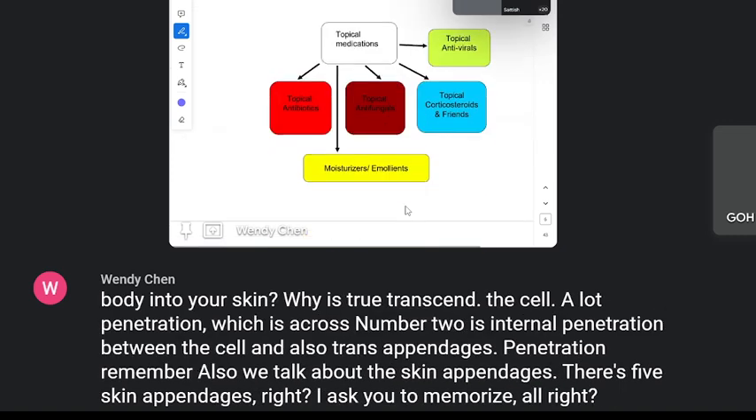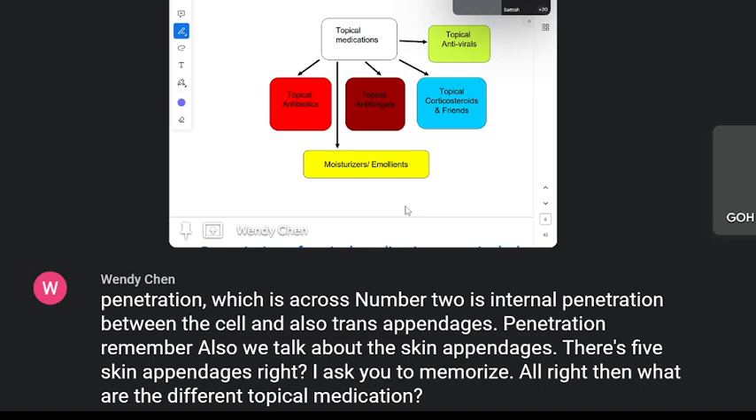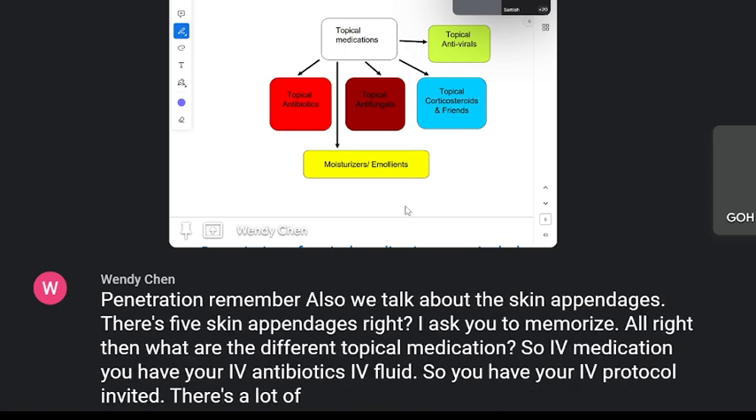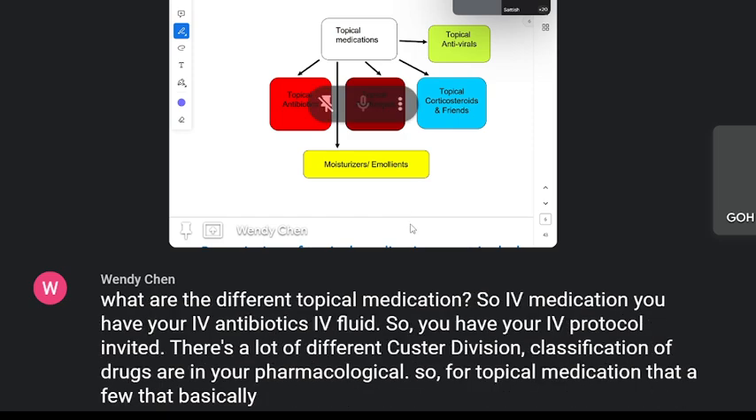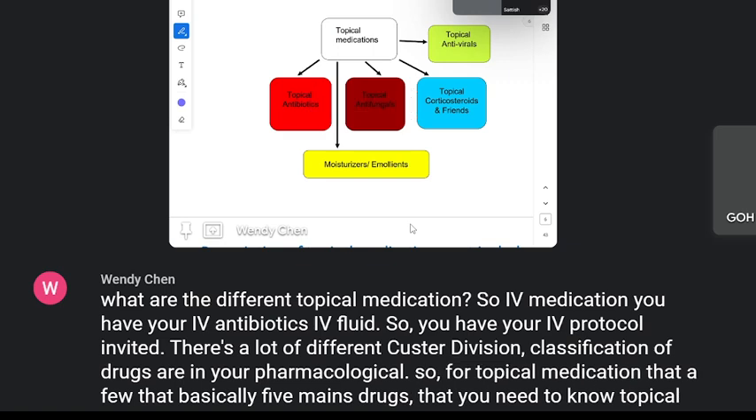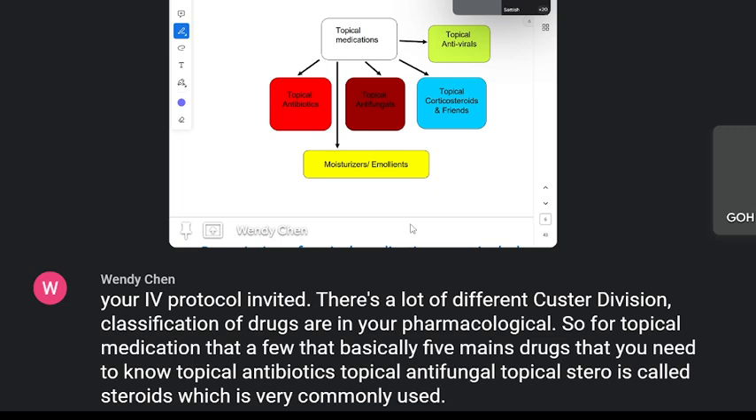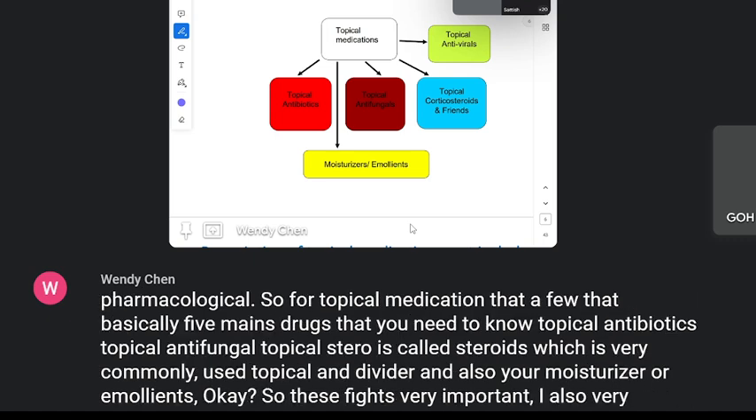All right. Then what are the different types of topical medication? For IV medication, you have your IV antibiotics, IV fluids, your IV proton pump inhibitor. There are a lot of different classifications of drugs in pharmacology. For topical medication, there are basically 5 main drugs that you need to know: topical antibiotics, topical antifungals, topical steroids or corticosteroids, which are very commonly used, topical antivirals, and also your moisturizers or emollients. These 5 are very important and also very easy to remember.